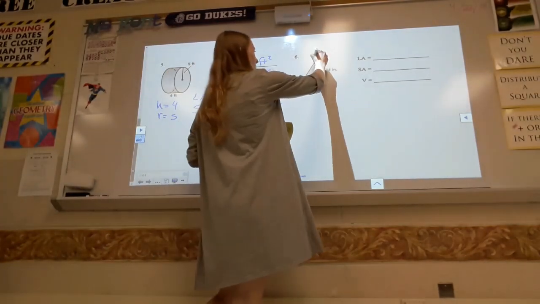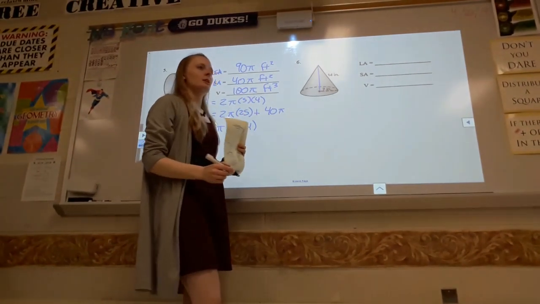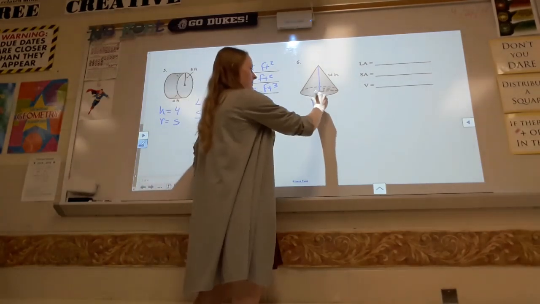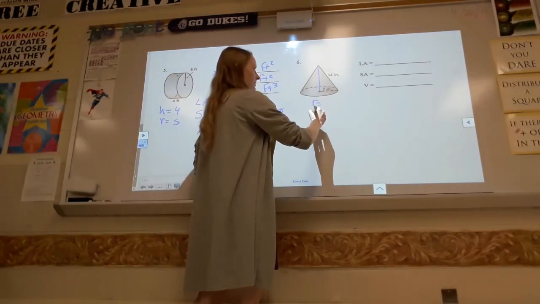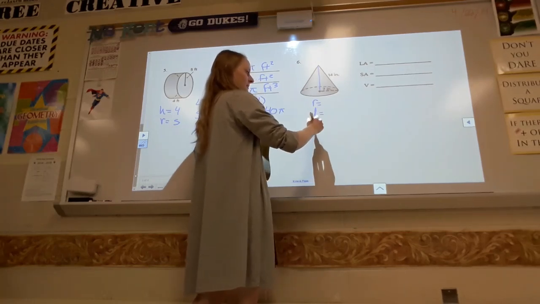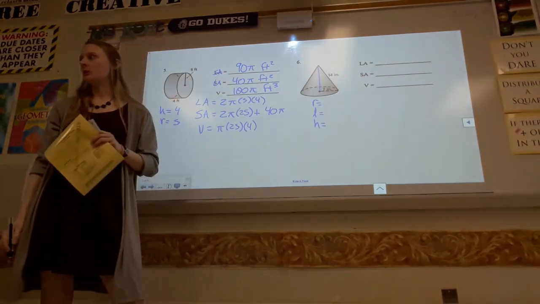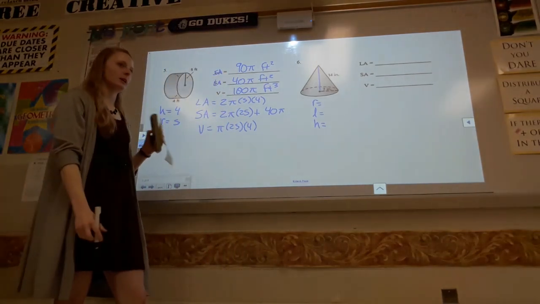Alright, in a cone, what are the variables that I'm using? Look at your formula sheet. What are the variables I need to know? Radius. Radius? And length. Nope. Slant height, that's what L stands for. And then the regular height, which is vertical. So you know the difference between H and L, the slant height and the vertical height.